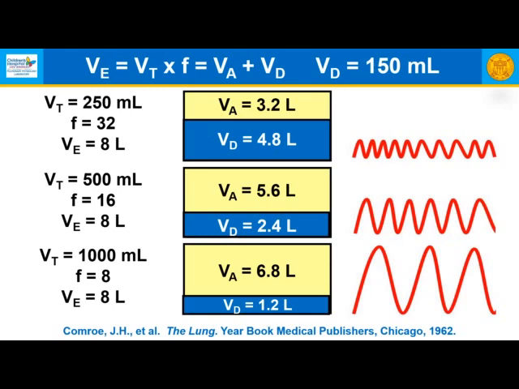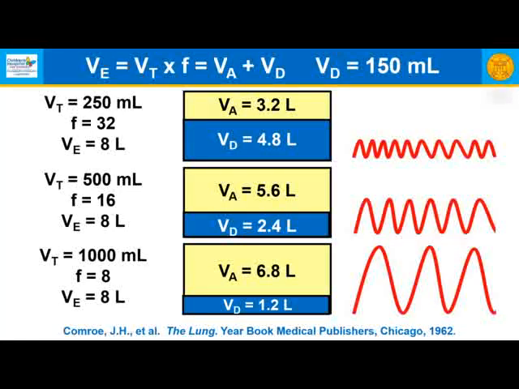Let's imagine we have 3 patients, all of whom are breathing 8 liters per minute. Okay? So dead space is 150. In this situation, we have somebody breathing 32 times a minute with a tidal volume of 250. That equals 8 liters per minute. What you can see is this person has to clear that wasted ventilation 32 times. So wasted ventilation is 4.8 liters. Alveolar ventilation is only 3.2 liters.